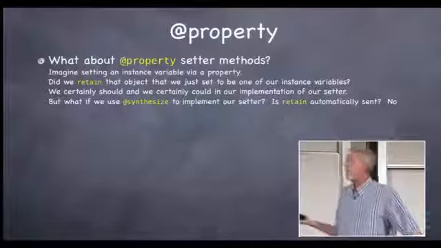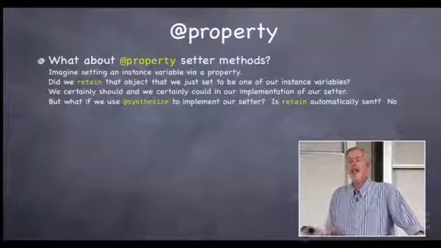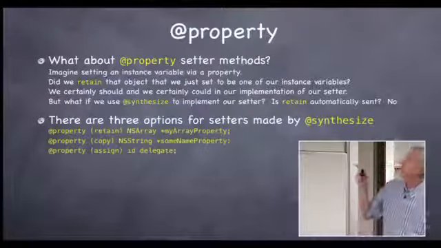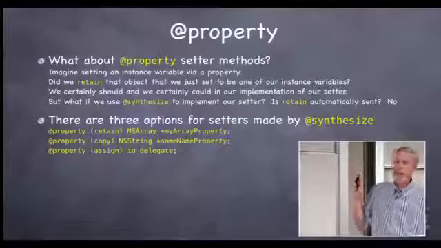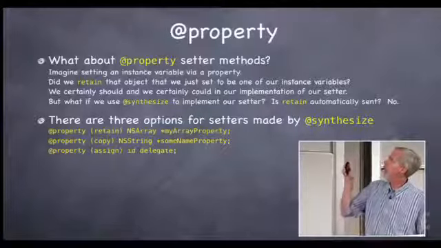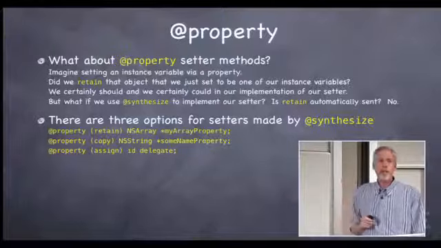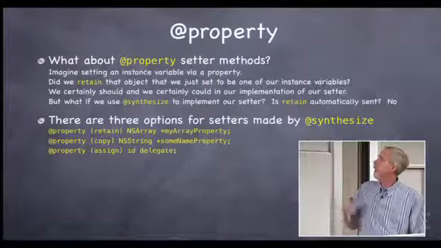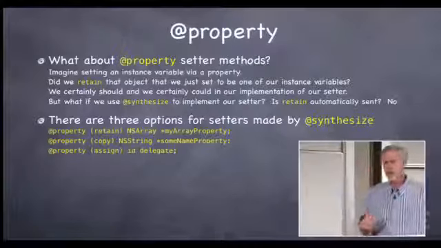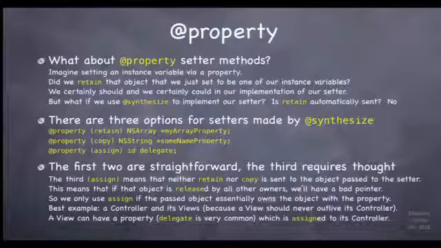But what about @synthesize? Because it makes that setter for you. How do you make it retain? It's not done automatically. Instead, you have to use this notation: @property(retain) NSArray *myArray. So this is a property, it's an array, and the setter that synthesize makes is going to retain that thing. The second line, copy, is the same thing, except it's going to copy it. You would normally use that with a string, NSString *. And then the third one is assign. That's when it's not going to retain or copy it.